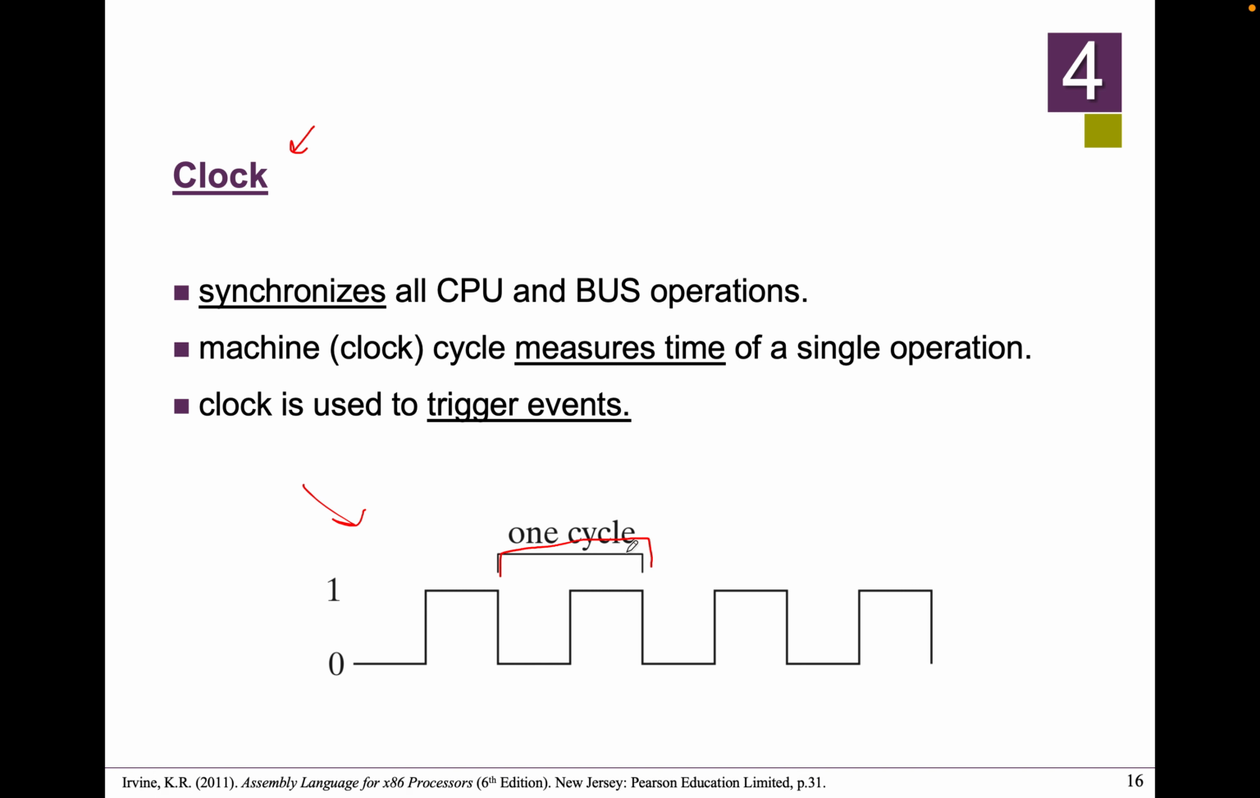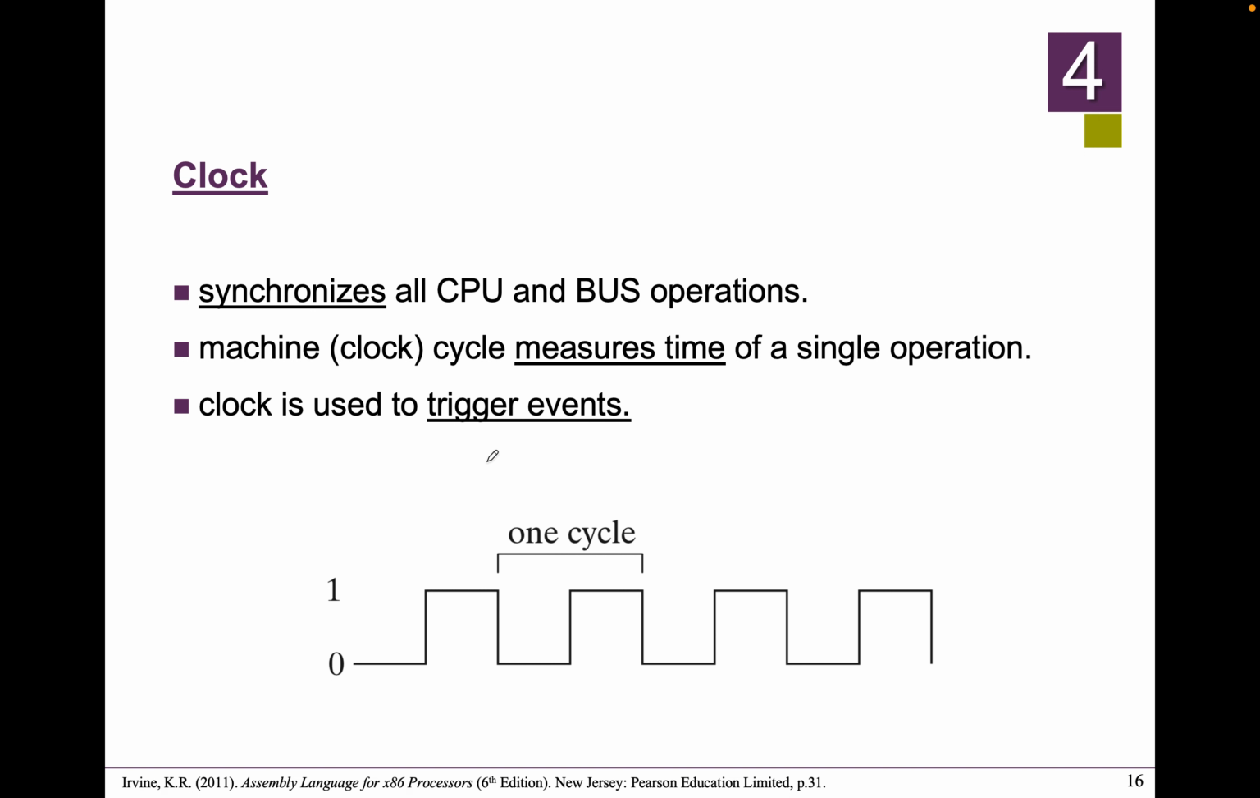This is one cycle. This is one cycle. This is one cycle. So you have several cycles in your clock, which synchronizes all CPU and bus operation. That is one of the functions. It can also be the machine's clock cycle, which measures the time of a single operation. And lastly, the clock is used to trigger events.